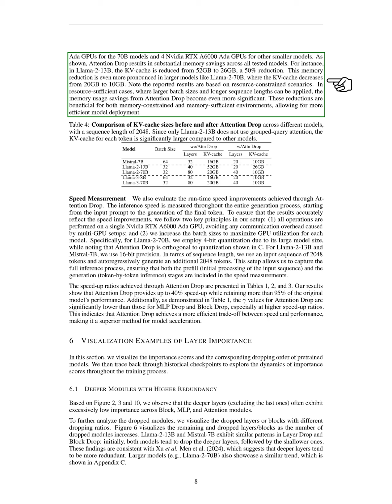We compare the memory usage of the KV cache before and after applying attention drop across various models, using multiple NVIDIA RTX A6000 Ada GPUs. The results indicate that attention drop leads to considerable memory savings for all models tested. For example, in Llama 2-13B, the KV cache drops from 52 GB to 26 GB, a 50% reduction. In larger models like Llama 2-70B, the KV cache decreases from 20 GB to 10 GB.